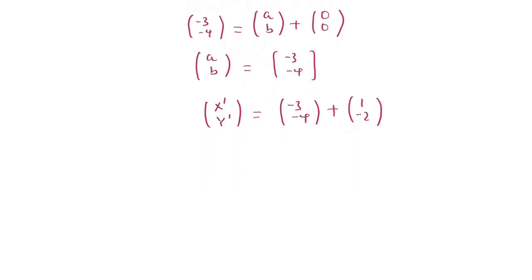Okay, so now let us combine the numbers. We are having -3 plus 1, -4 plus -2, of which, solving this, we are having (-2, -6). Therefore, the translation will take point Q to (-2, -6).